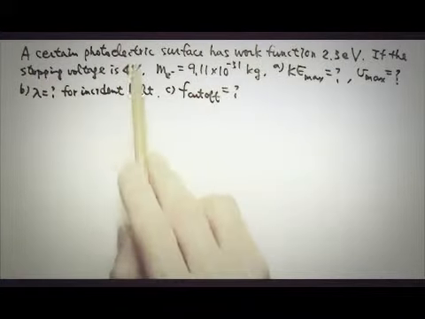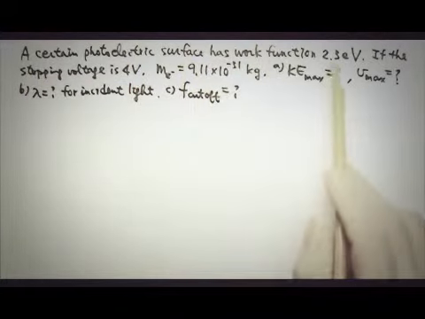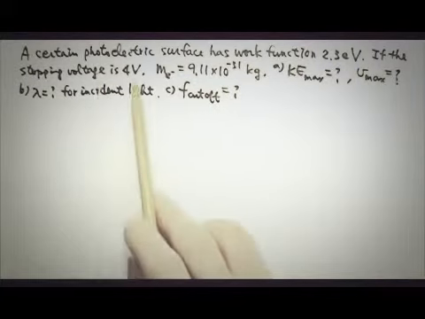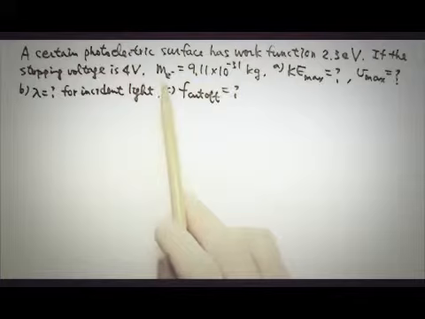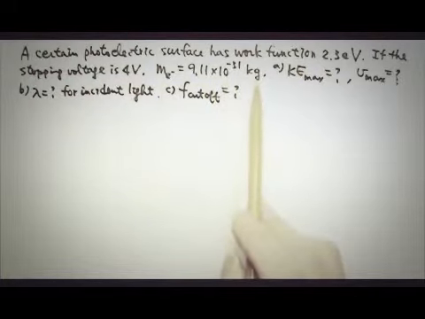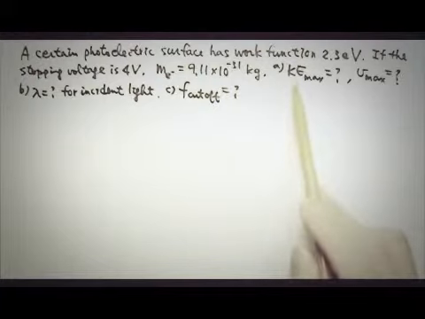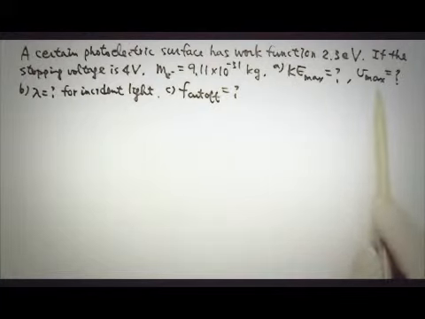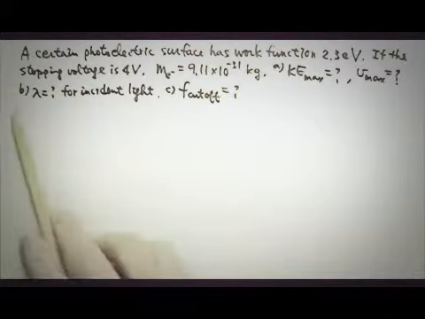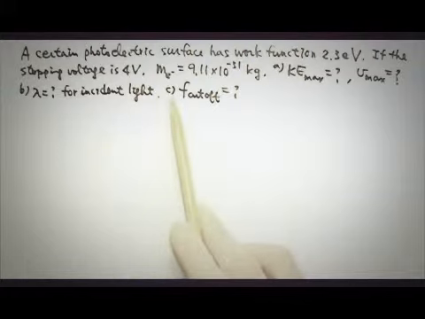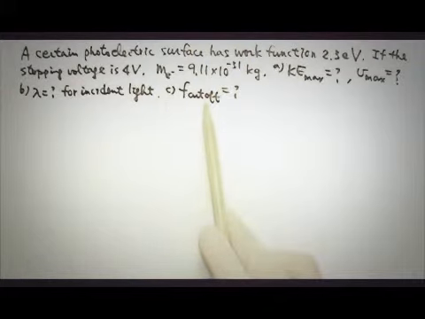A certain photoelectric surface has a work function of 2.3 electron volts. If the stopping voltage is 4 volts and the mass of the electron is 9.11 times 10 to the negative 31st kilograms, A. Find the maximum kinetic energy and the maximum speed of ejected electrons. B. What is the wavelength for the incident light? C. What is the cutoff frequency?